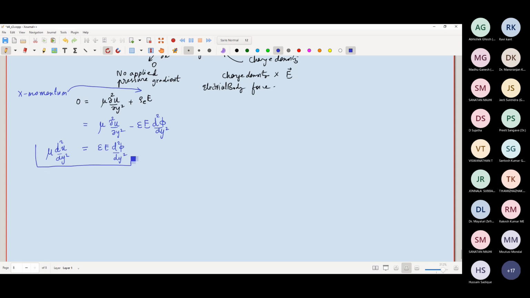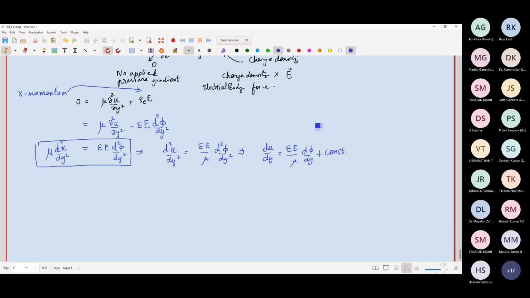What we will do over here is integrate this. So we have d2u dy2 is equal to epsilon e over mu d2 phi dy2. Let us integrate this once. We will obtain du dy is equal to epsilon e over mu d phi dy plus constant.